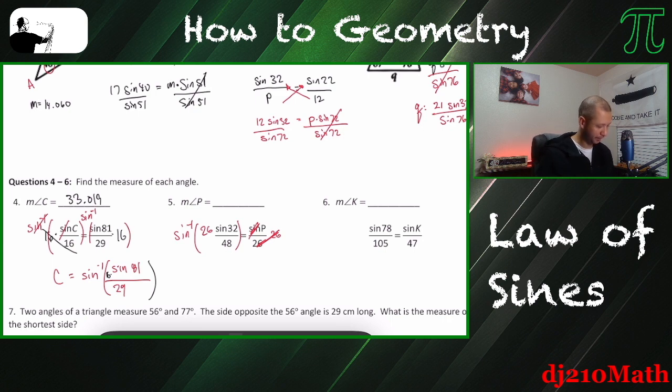So going to the calculator, sine of 26, sine 32, over 48. We get 16.680. Okay.